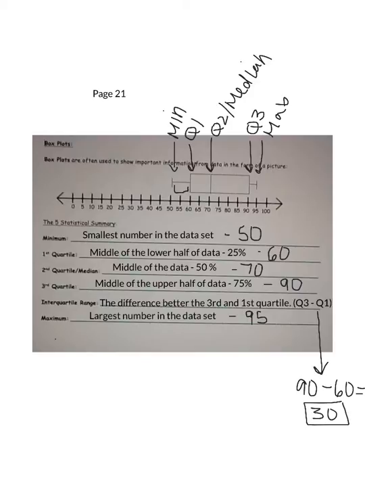One last thing that I want to write down. 25% means 25% of the data is below that point. So if you take Q1, where it says Q1 on your box plot, if you look at 60, 25% of your data is between 50 and 60. So go ahead, take a minute and write this down.